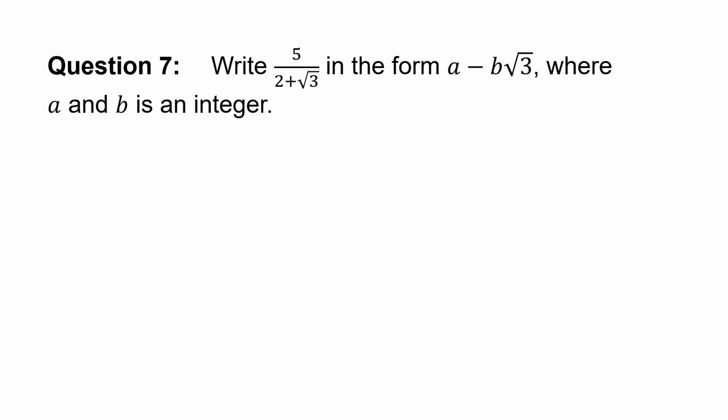So question 7, we have write 5 over 2 plus root 3 in the form a minus b root 3, where a and b are going to be integers. So hopefully you managed to answer that okay. How do we go about working this out?